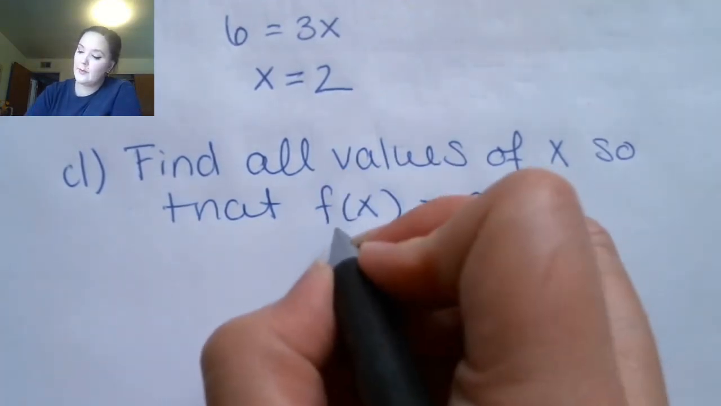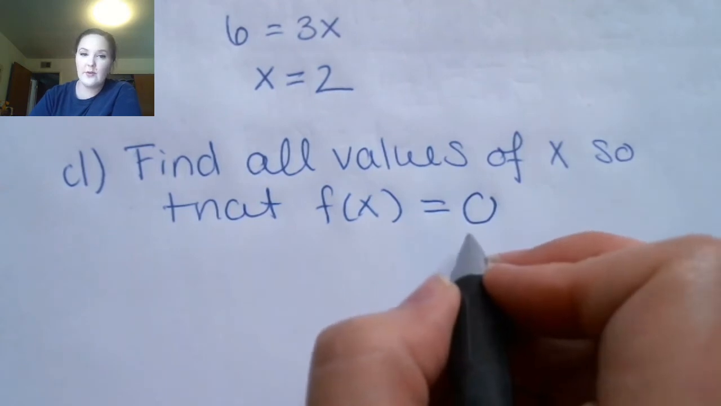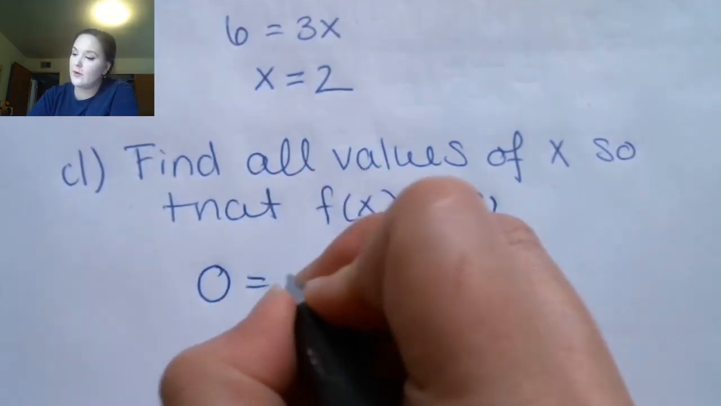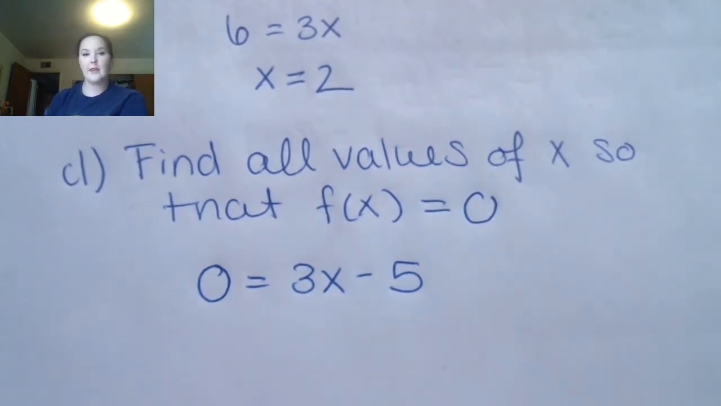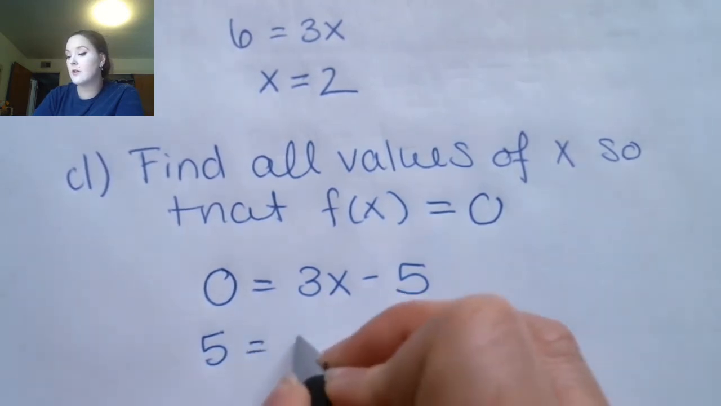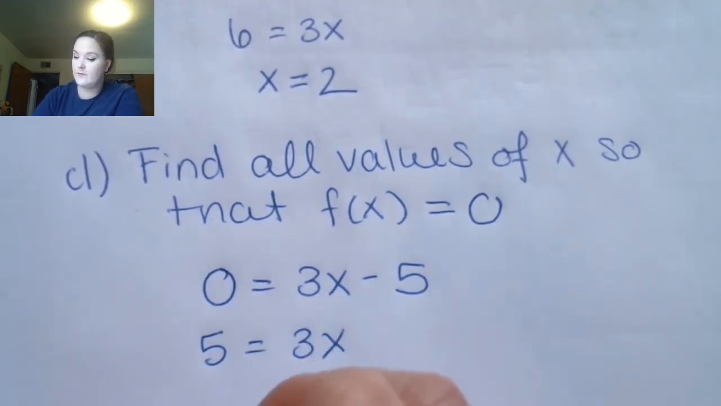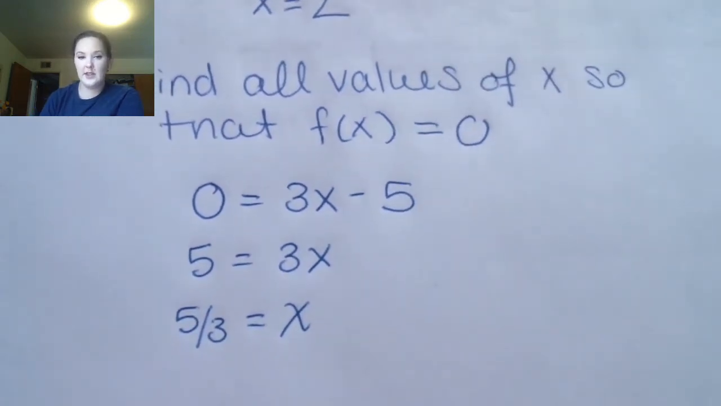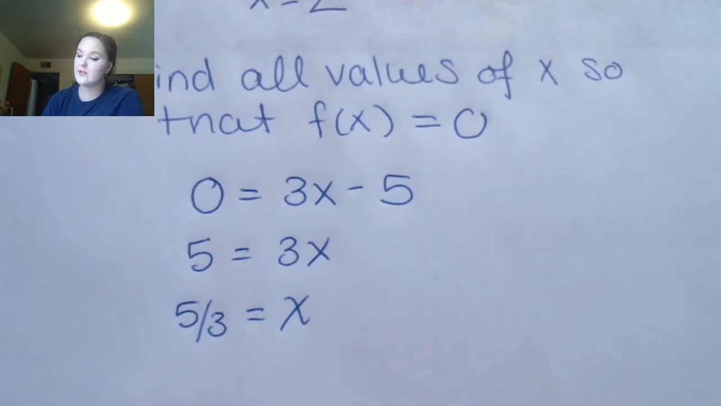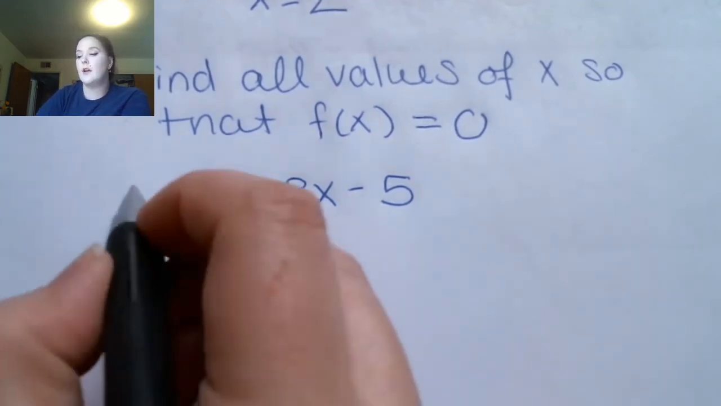Okay, so we're going to start by substituting 0 for f of x. So that would give us 0 equals 3x minus 5. Okay, and then remember we're finding x, so here we're going to solve for x. Okay, so my answer is going to look like this: x equals 5/3.